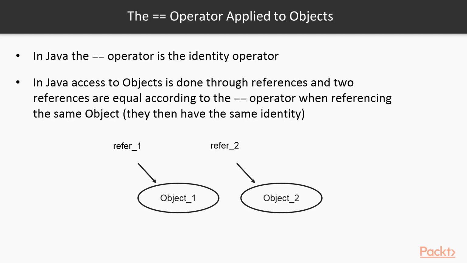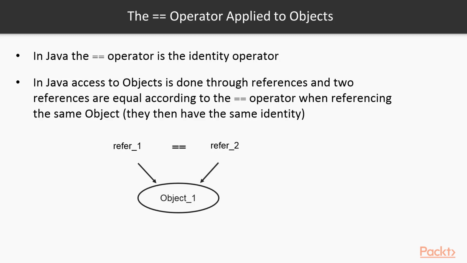Consider reference 1 and reference 2 pointing respectively to object 1 and object 2. Regardless of the type of object 1 and 2, and regardless of the state of those objects, reference 1 will never be identical or equal according to the double equal operator because they are pointing to different objects. The only way for those two references to be identical is if they were pointing to the same object.